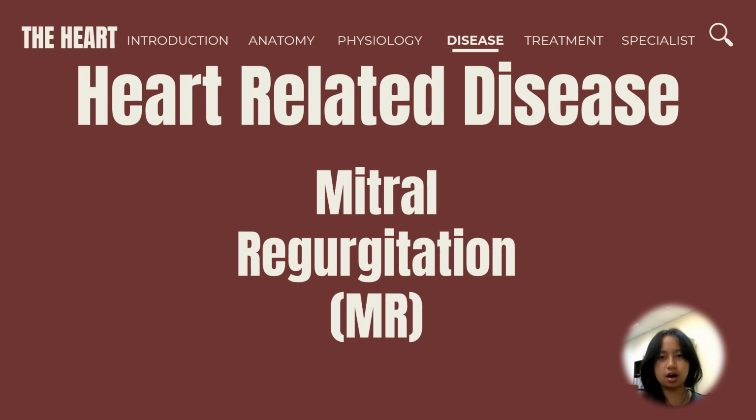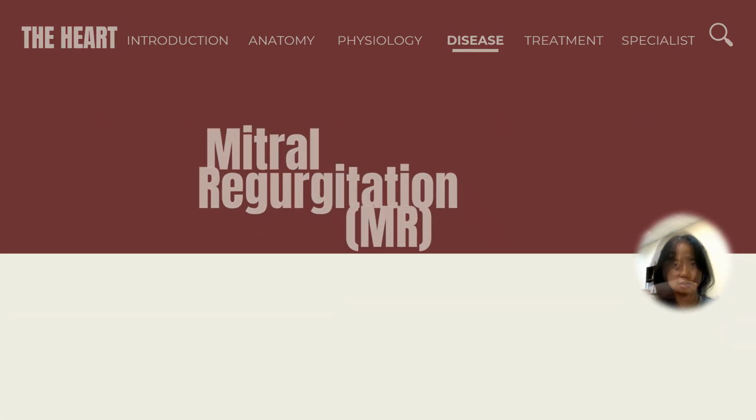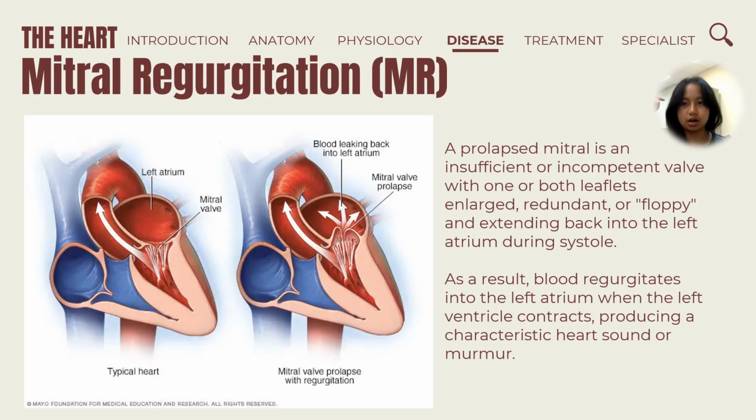Now moving on to heart-related disease. One of the heart-related diseases is mitral valve regurgitation. Mitral valve regurgitation is a heart valve condition in which the flaps of the mitral valve do not close properly. This causes a backward flow of blood into the heart. The flaps of the mitral valve, also called the valve leaflets or cusps, control the flow of blood from the left atrium to the ventricle through the valve.